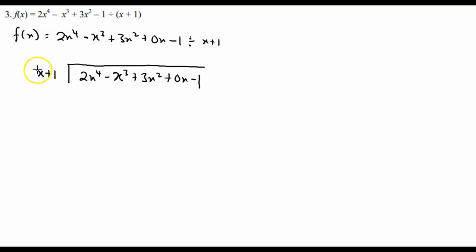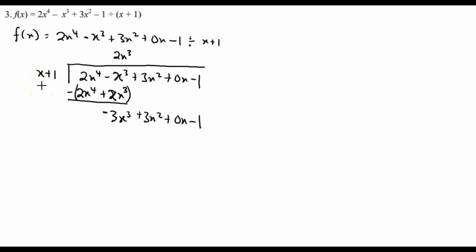Now, going forward, x will go into 2x^4, that is 2x cubed times. 2x cubed multiplies x, that gives us 2x^4. 2x cubed multiplies positive 1, gives us positive 2x cubed. Now we subtract between the two functions, that will give us 0 for 2x^4 minus 2x^4. And then negative x cubed minus 2x cubed, that will give us negative 3x cubed. Then we push down the plus 3x squared plus the 0x minus 1.